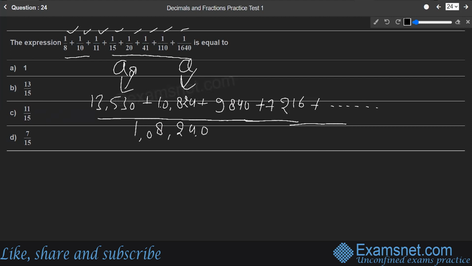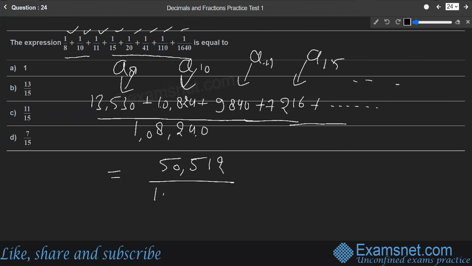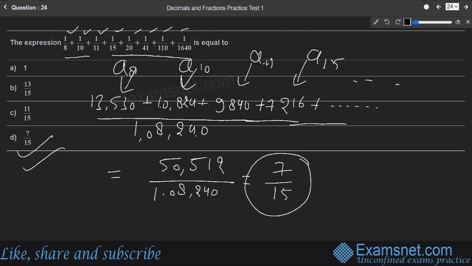This is quotient number 2 with 10. This is quotient number 3 with 11. This is quotient number 4 with 15 and so on. We can find out till the last quotient with 1,640. If you add them all, the ultimate sum, the numerator, is 15,512, divided by the ultimate denominator, the LCM of all of them, which is this. If you cut down this number, this is ultimately reduced to 7 by 15. So that is going to be the right answer. 7 by 15. Let us see where it is available. It is available in option D, so D becomes the right answer.